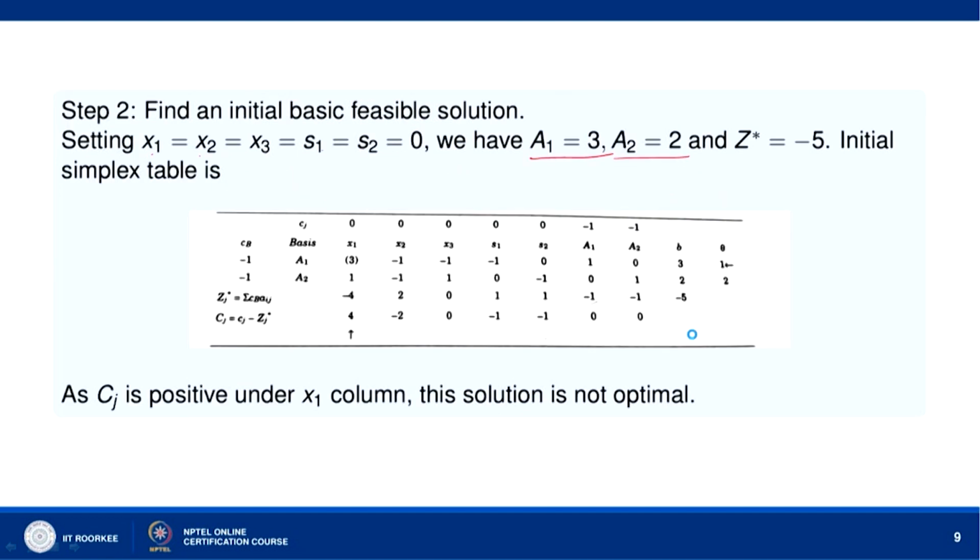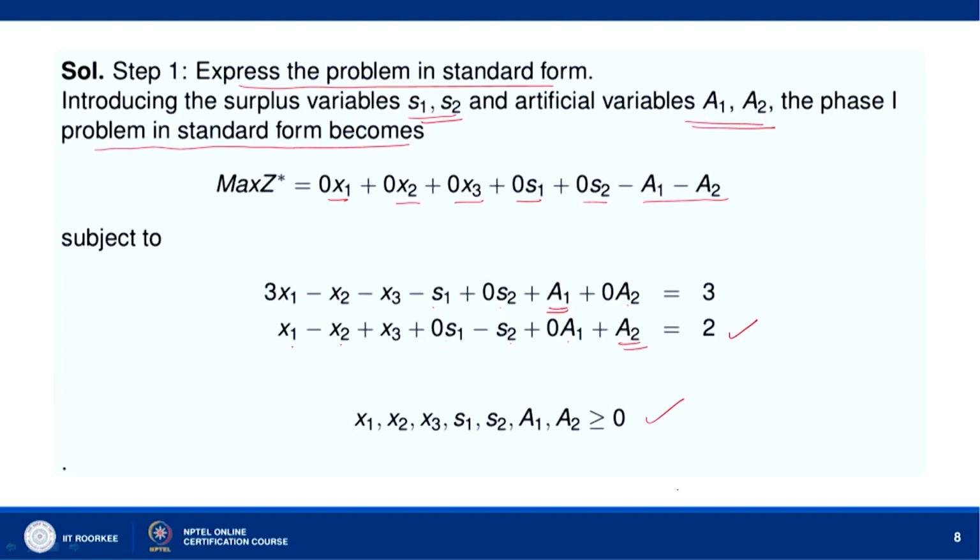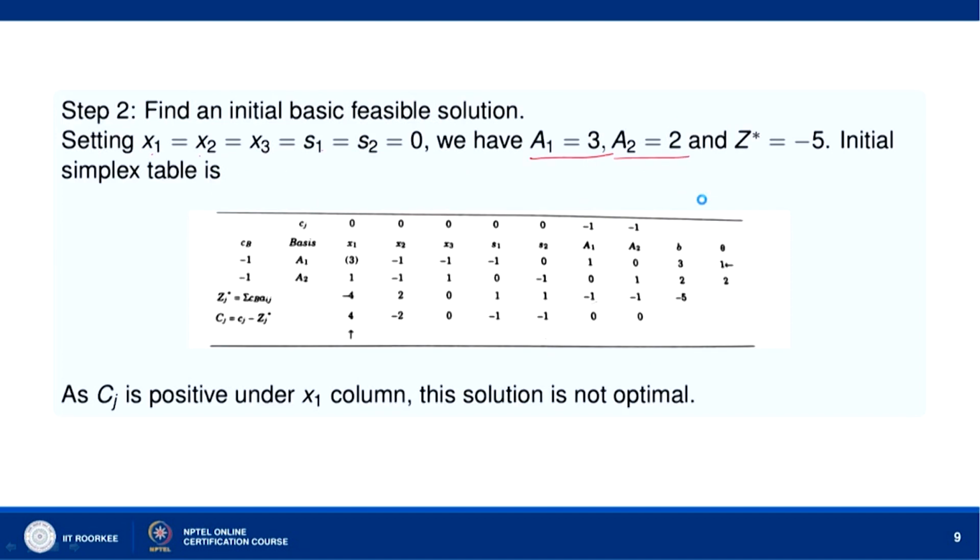So, x1, x2, x3, s1, s2 and a1, a2 are all greater than or equal to 0, and z star comes out to be minus 5. With x1, x2, x3, s1, s2 being zeros, a1 is 3, a2 is 2. So, z star is equal to minus 5.